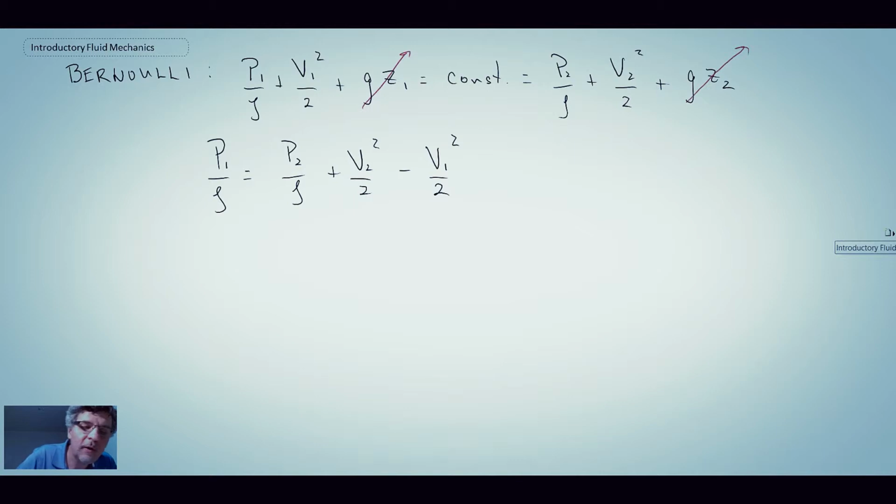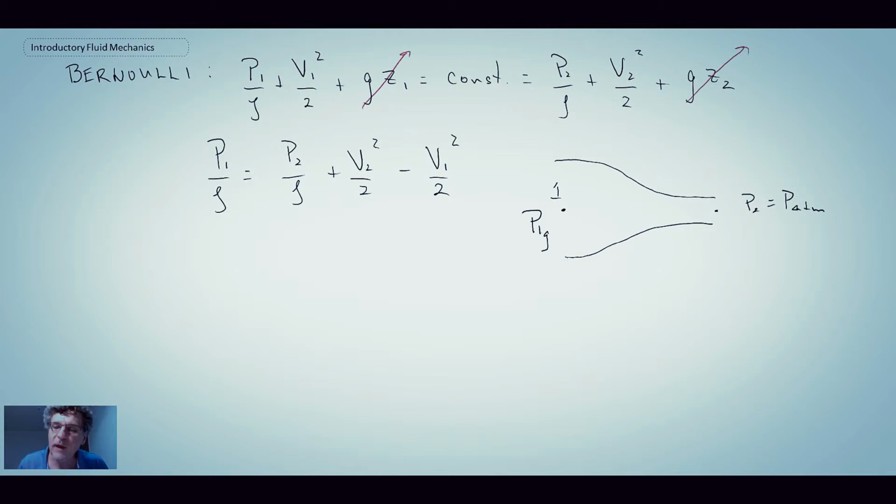Now, if you recall the way the nozzle was configured, we had something like this and like this. This is 0.1. So here we have P1 gauge. Here we had P2, and we said that was equal to P atmospheric. So what does that tell us? That tells us that P2 gauge, if P2 is P atmosphere, is equal to 0 because P2 is at atmospheric pressure.